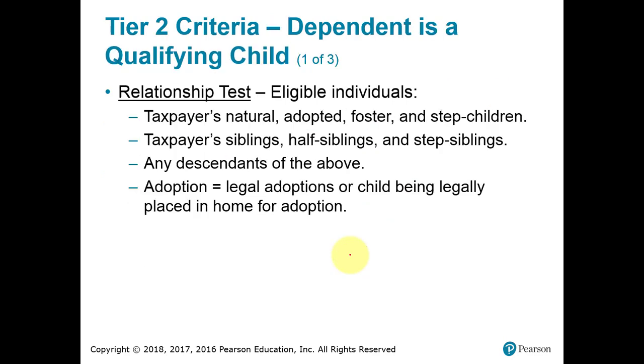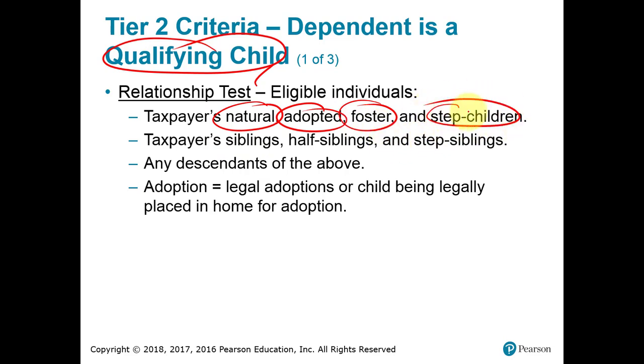Okay, so if the child is a qualifying child, one of the qualifying child tests is to be related. Related means natural son or daughter, or adopted, or foster, or step children. Children from another marriage that now you've married the parent. Or brother or sister, or half brother or sister, or step brother or sister, or grandkids, or nieces or nephews, right? Sons or daughters of your siblings. Adoption has to be legal. So it cannot be the informal Hanai type we see in Hawaii.